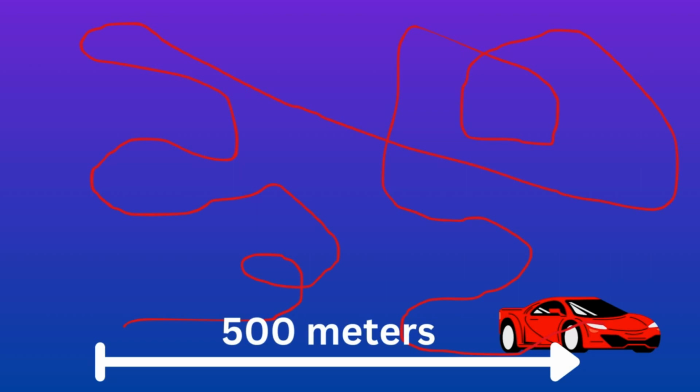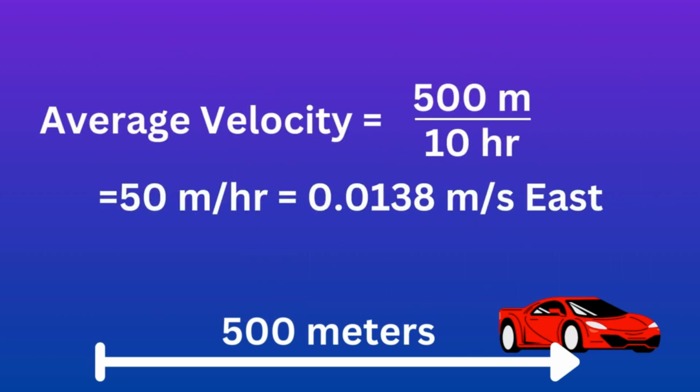Or let's say you travel for 10 hours in a random path going all over the place, miles and miles and miles, but you only end up 500 meters east of where you started. In that case, your average velocity for that trip would be 500 meters east divided by 10 hours, so you'd be at a 50 meter per hour, or 0.0138 meters per second, east velocity.